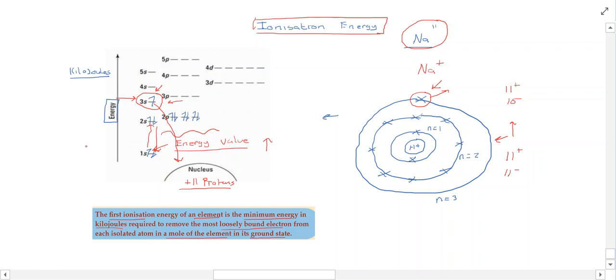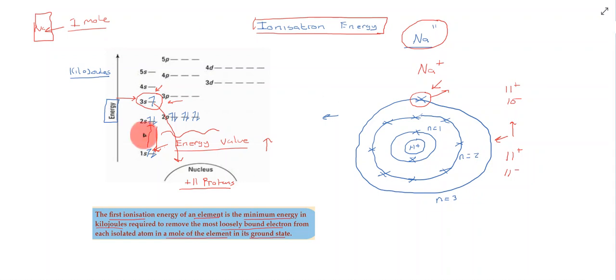So imagine we have a mole of sodium. If we were to take a sample, and this is our sample of sodium, inside that we have 1 mole. A mole is just like saying a dozen eggs, for example, except the mole represents a much bigger number.